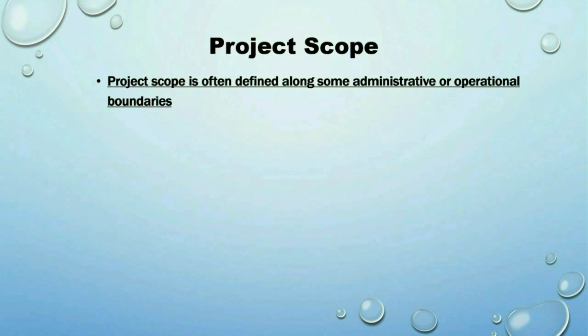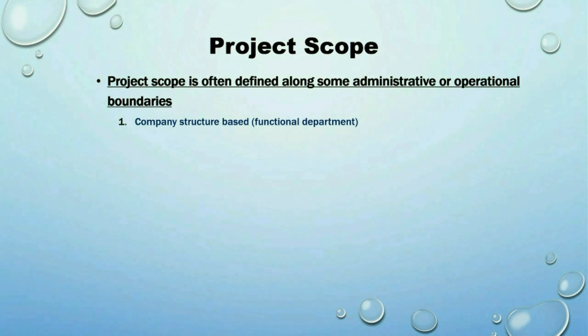Project scope is often defined along some administrative or operational boundaries. For example, it can be function-oriented, like an HR project or a sales project. It can also be defined by business processes, for example, in CRM. And this kind of thing is often cross-functional.